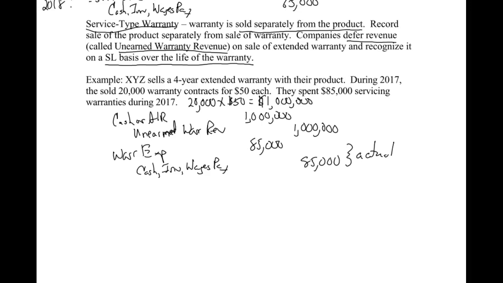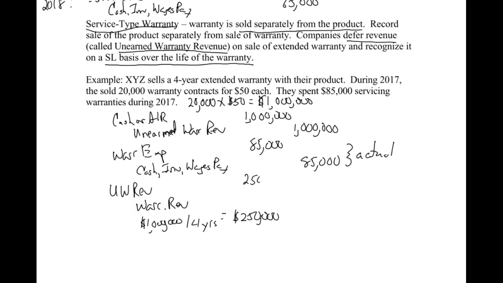All right, now at the end of the period, remember what it says. We're going to recognize the revenue from the sale of these warranties on a straight line basis. All right, so what that means is we're going to take off the unearned warranty revenue, reduce that, and we're going to recognize warranty revenue. All right, so remember, we had 1 million in the sale of warranty contracts, and it's a 4-year extended warranty. All right, so that works out to be 250,000 per year.